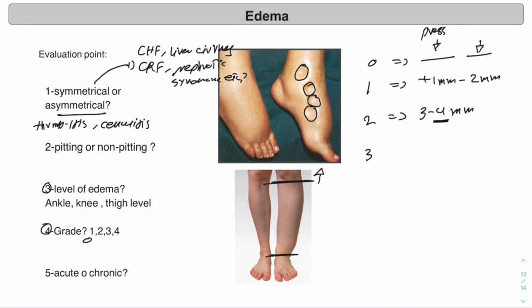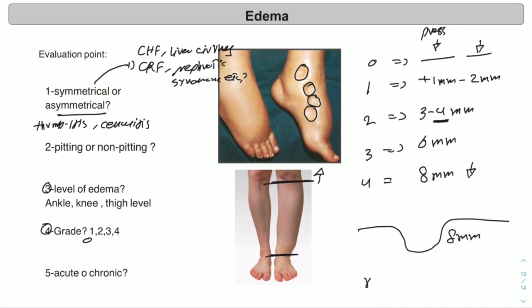Grade 3 is a 6 millimeter depression. Grade 4 is an 8 millimeter depression. It's going to look like that, okay? This one, 8 millimeter, okay? And it's going to take a long time to come back to normal, or the so-called resolving time.